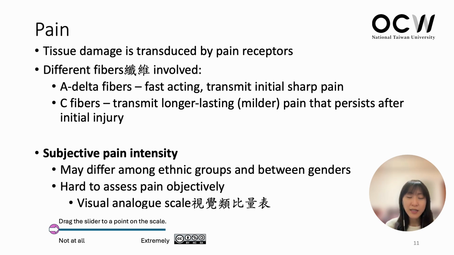It's hard to assess pain objectively, so sometimes a study may incorporate physiological markers in addition to subjective pain ratings. Here we can see a visual analog scale, so people may rate their pain levels from 0, not at all, to 100, which may be extremely painful.